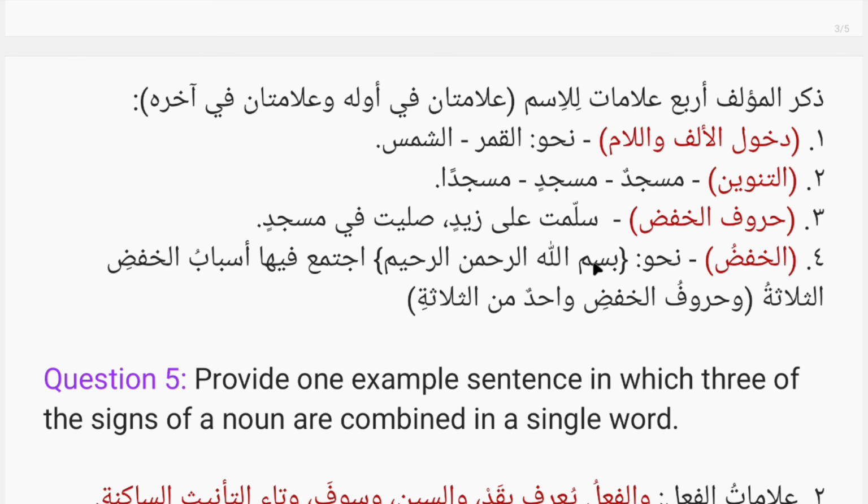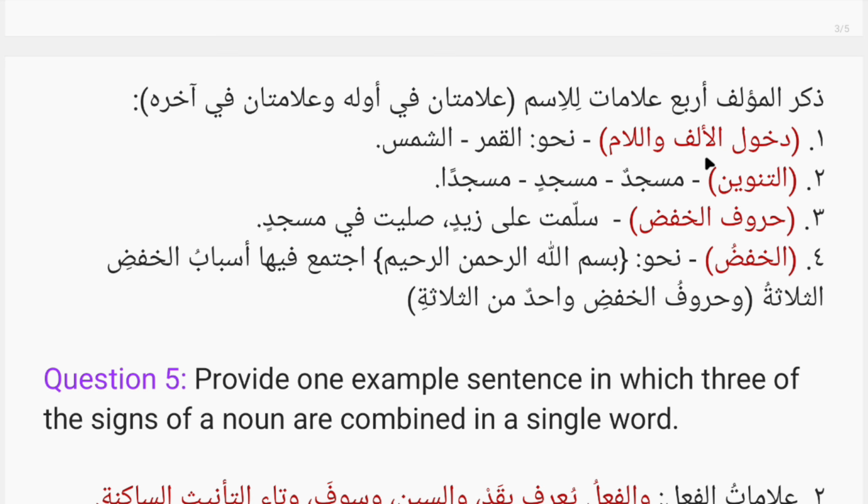طيب. ذكر المؤلف 4 علامات للاسم. The author mentioned 4 signs of the ism. علامتان في أوله وعلامتان في آخره. 2 of these 4 come at the beginning of the noun. They precede the noun, and 2 come after it. They follow on from the noun. So you look for these 2 signs before the noun and these 2 signs after the noun. We're going to explain them in this order, inshallah.